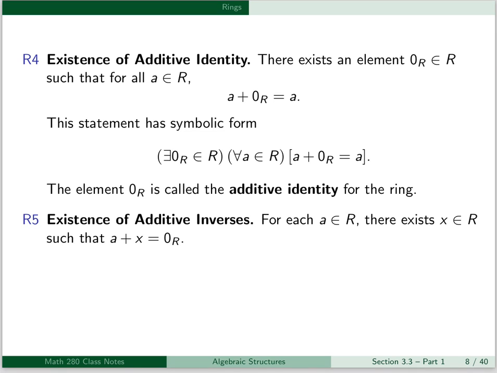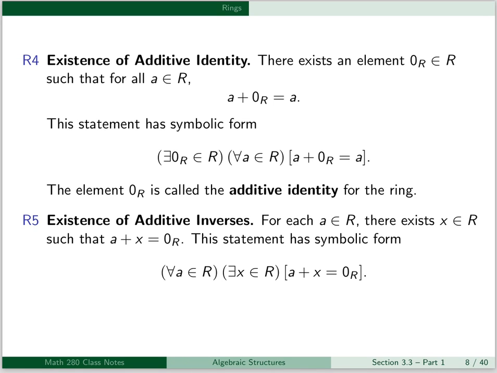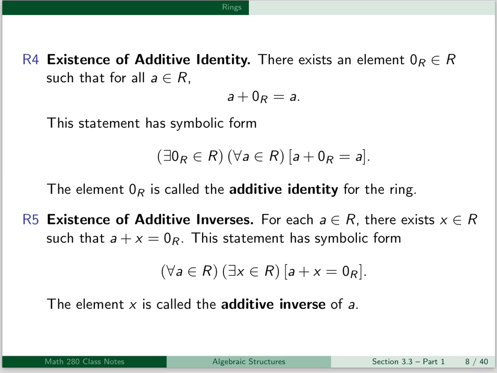R5 is existence of additive inverses. For each a in R, there exists an x in R such that a plus x is equal to the additive identity 0 sub r. And this statement has symbolic form: for all a in R, there exists an x in R such that a plus x is equal to 0 sub r. The element x is called the additive inverse of a.